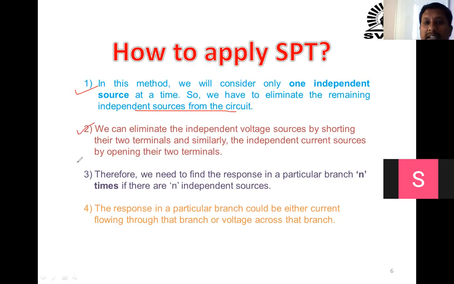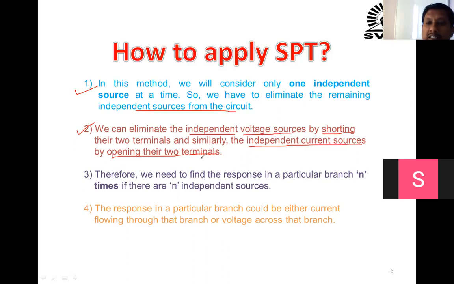We can eliminate the independent voltage source by shorting its two terminals. This is very important. We can eliminate the independent voltage sources by shorting their two terminals, and similarly, we can eliminate the independent current sources by opening their two terminals. This is applicable for only independent sources. Don't do anything related to dependent sources. Dependent sources always keep as they are.